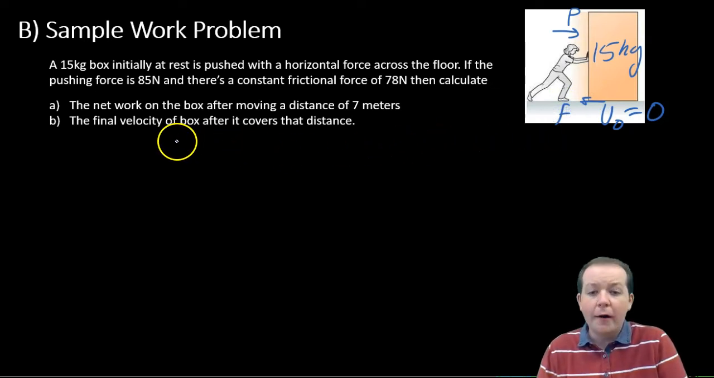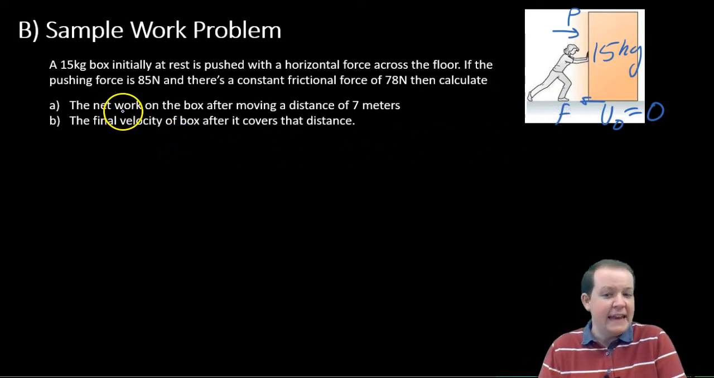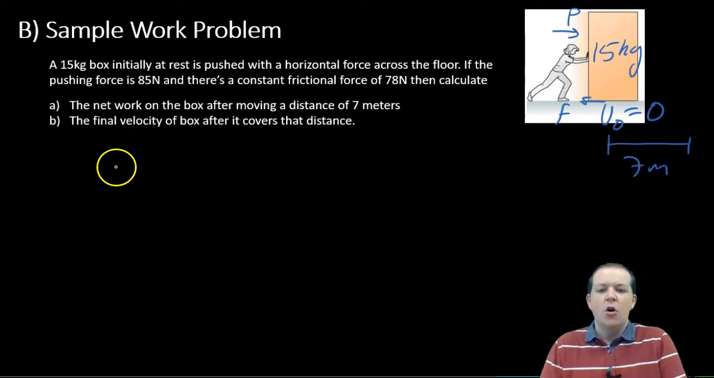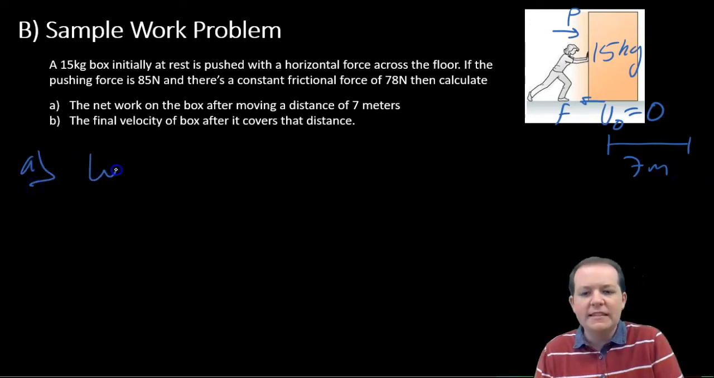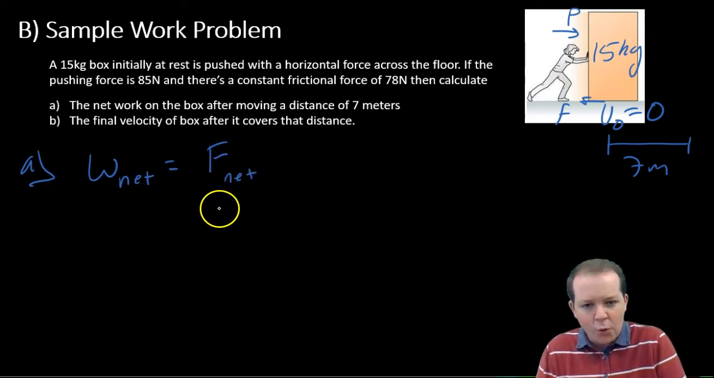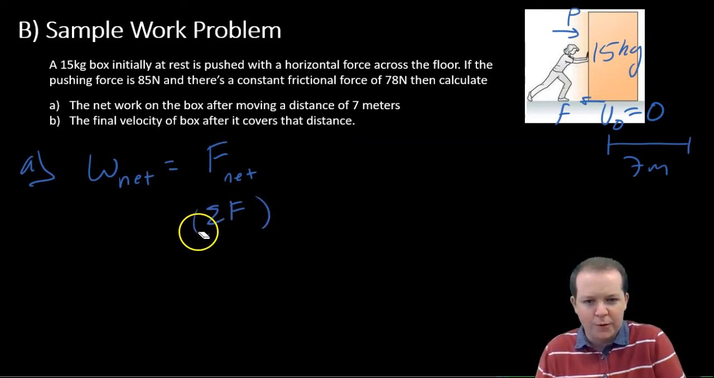It's asking in part A to calculate the net work on the box after moving a distance of 7 meters. Okay, so for part A, what is the net work? Well, if you remember the last video, that's going to be the net force, and you could write it like this, or, if you wanted to write it like this, that's okay. Either one would be acceptable. Okay, I'll stick with my first one for right now.